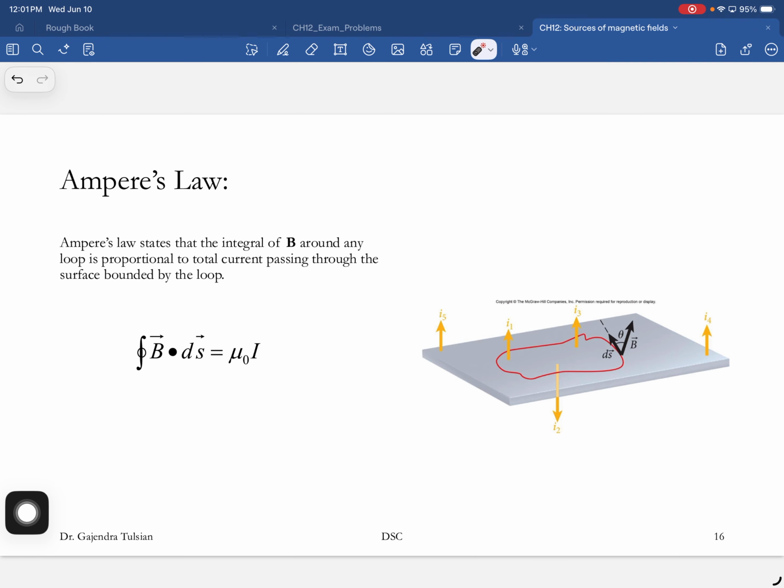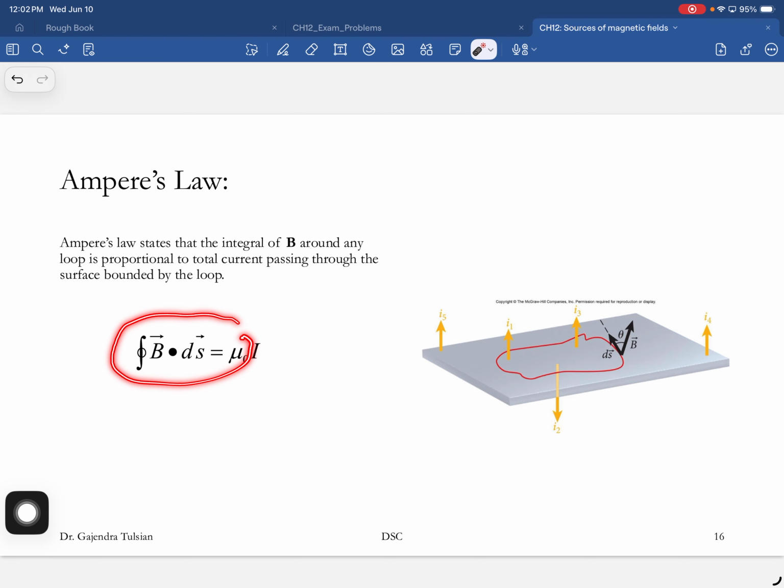Here you're always using your right hand. If you're taking the line integral in this sense, a current flowing in this direction is positive and a current flowing in that direction is negative. So if you take the line integral in this sense, these currents are positive and this one is negative. If you take the line integral in this sense, this current is positive, these are negative.